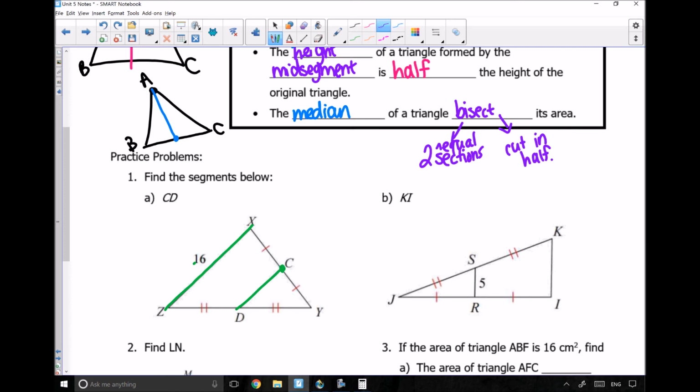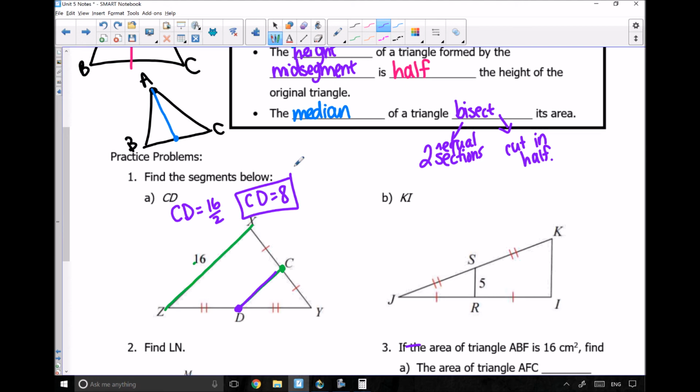Okay, I also know that D is a midpoint, and I know that because ZD and DY are also the same length. So therefore, I can say that this is a mid-segment. And since this is a mid-segment, it's going to be half as big as that 16. So I can say that CD is equal to 16 over 2. Therefore, CD is equal to 8.